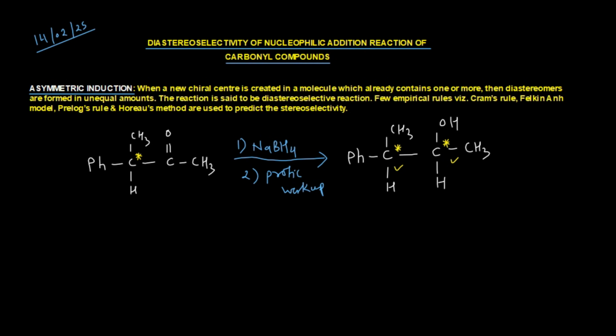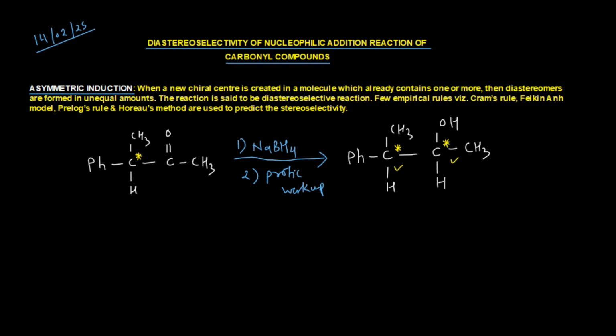So what is the meaning of asymmetric induction? When a new chiral center is created in a molecule which already contains one or more, right? Like in this particular example, this already has one chiral center, but it may also have more than one chiral center. In this example only one chiral center is here, and we are creating a new chiral center here. Then diastereomers are formed in unequal amounts. The reaction is said to be a diastereoselective reaction.